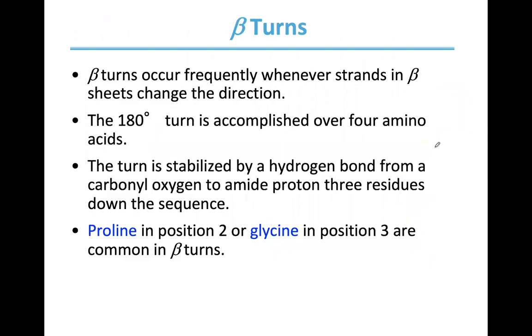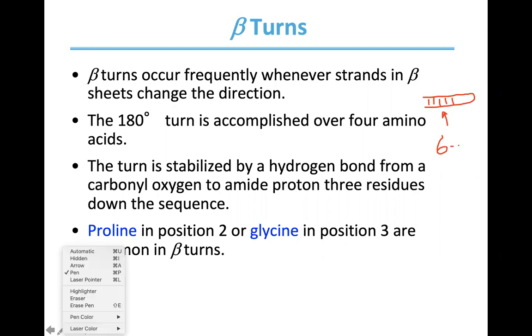Okay, and finally, in the remaining few minutes, I want to look at beta turns. This will be the third one we're going to look at. So the question is, what happens if you have, let's say, a beta sheet and it turns around like that? So these are hydrogen bonds. So this is a beta sheet, right? Is this parallel or anti-parallel?